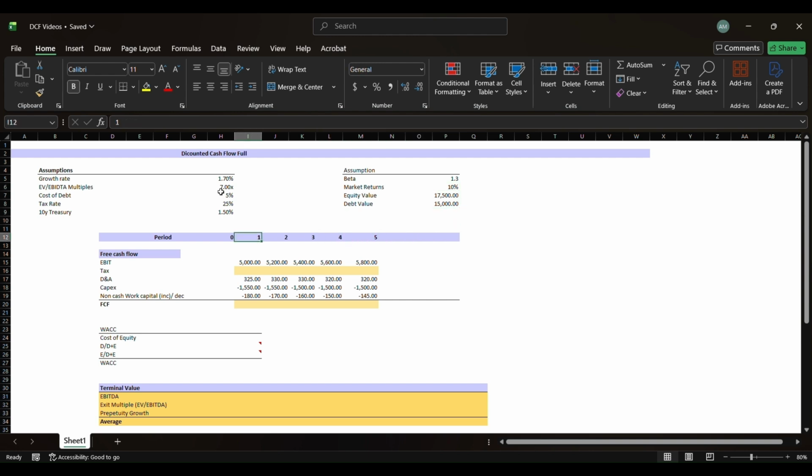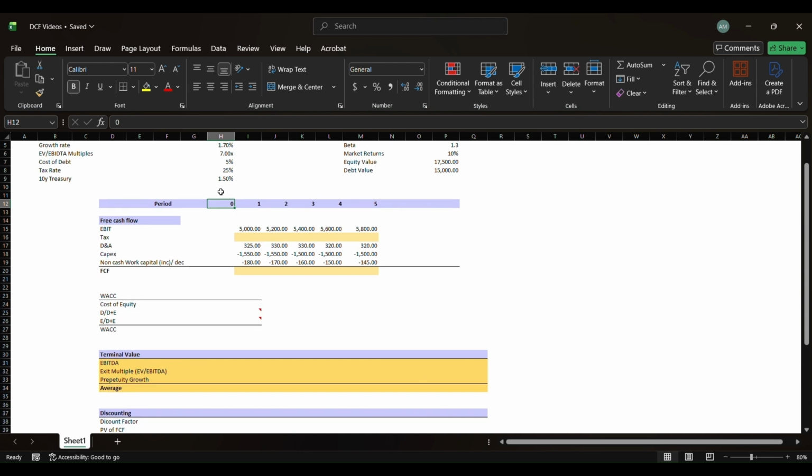Now go to the second section. Now let's move to the core DCF, free cash flow to the firm, or FCF. Step 1, EBIT projection. EBIT grows from 5,000 in year 1 to 5,800 in year 5. It's a slight, steady and realistic operating growth.